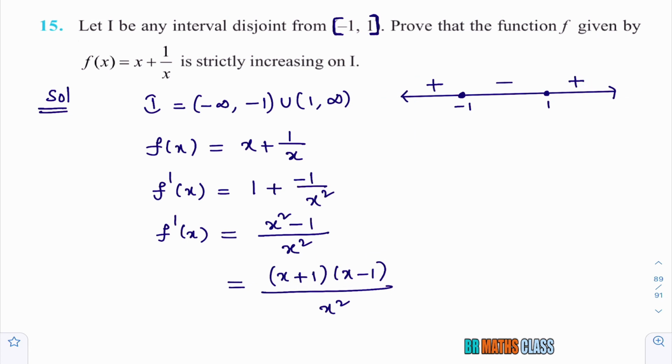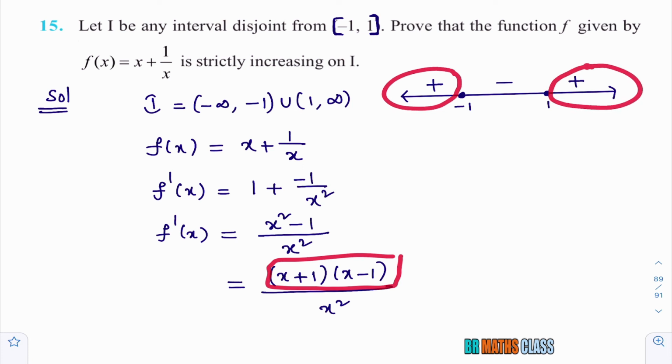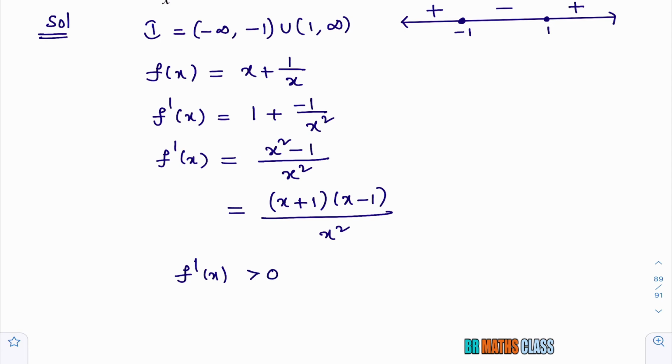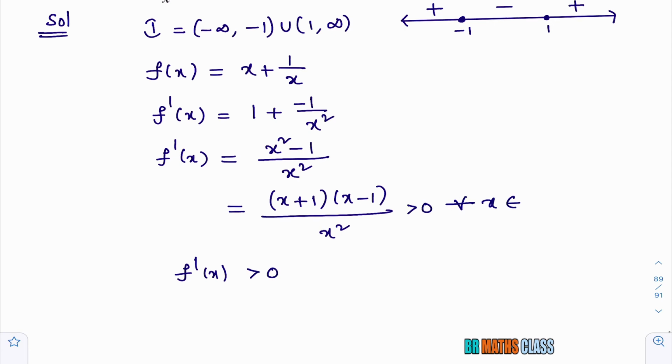So the point is here, if I take any x value in this interval I, x square is positive. So here, I came to know that this expression is positive when the x value is in this interval and in this interval. You can observe this is same as I. I hope you are understanding. So whenever this expression is positive, then f dash of x will be positive. Strictly increasing means f dash of x is greater than 0. So what I can write here, f dash of x is greater than 0 for all x belongs to open interval minus infinity to minus 1 union 1 to infinity. Therefore, f dash of x is greater than 0 for all x belongs to I.